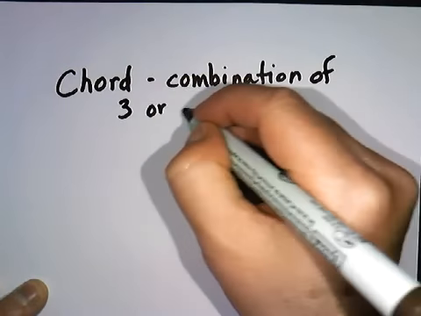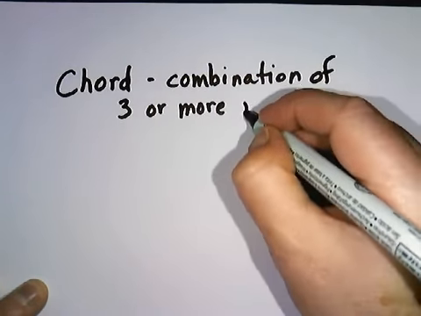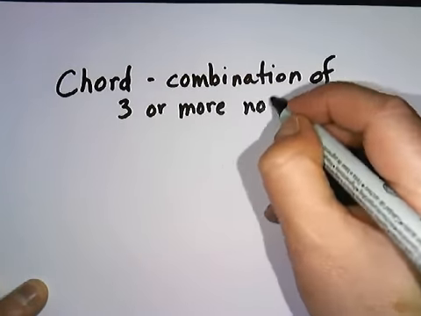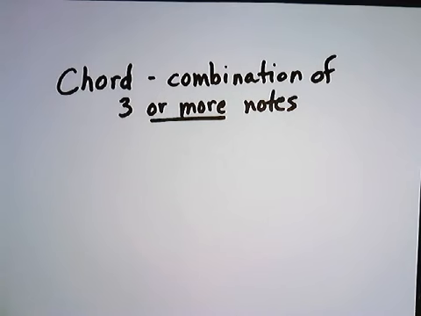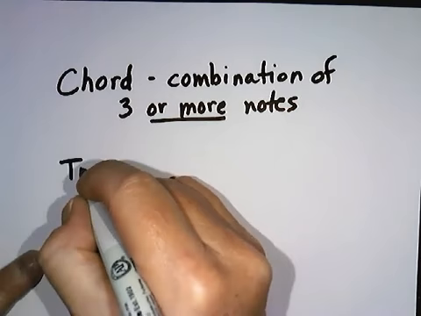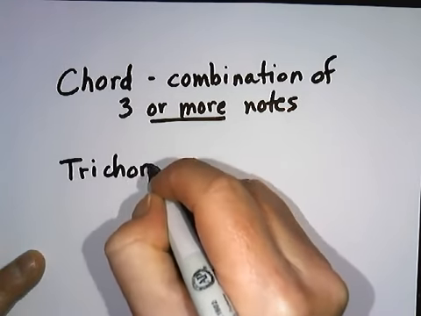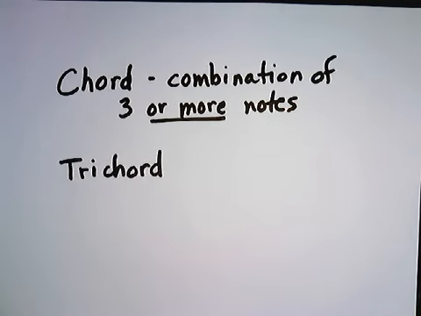Now, the "or more" is the important part because it can be any number of notes. So we have special names for chords that consist only of three notes. So if we use the word chord, we're really using a very generic term. Now, the word chord can have other components. We can put prefixes with it. So if I talk about a trichord, then I am talking specifically about a group of three notes.